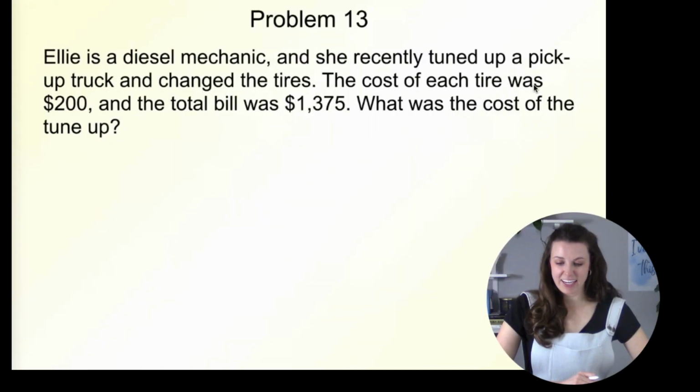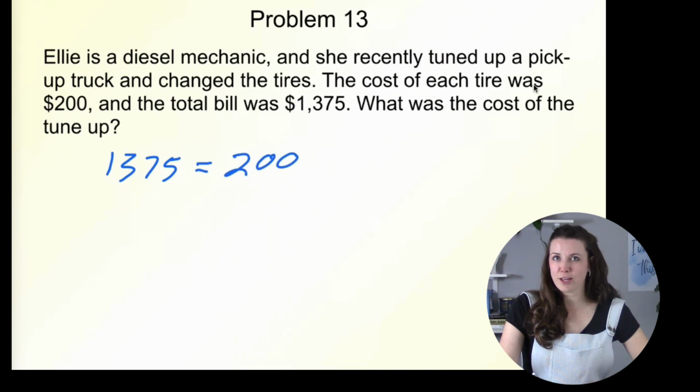Ellie is a diesel mechanic. Woohoo, Ellie! And she recently tuned up a pickup truck and changed the tires. The cost of each tire was $200, and the total bill was $1,375. What was the cost of the tune-up? Okay, so again, I have my $1,375 equals the cost of each tire. So 200. Now, how many tires are there? 4, right? So I'm going to multiply that by 4, plus I'm going to say T for the tune-up.